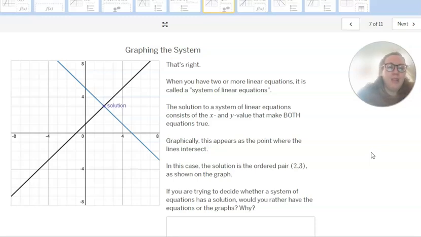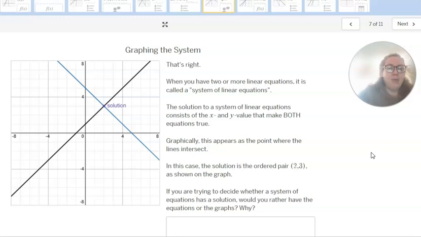So this says that's right. When you have 2 or more linear equations, it is called a system. The solution to a system of linear equations consists of the x and the y value that make both equations true. Graphically, this appears as the point where they intersect. In this case, the solution is (2, 3), like we found.